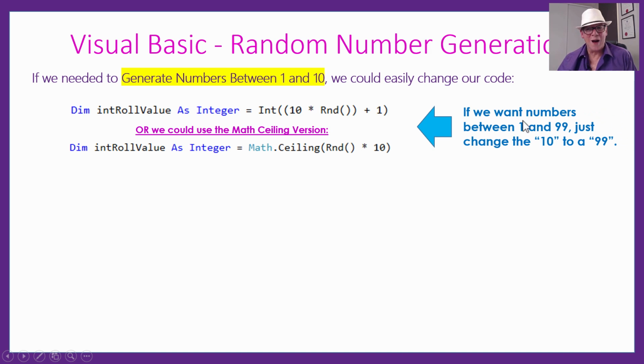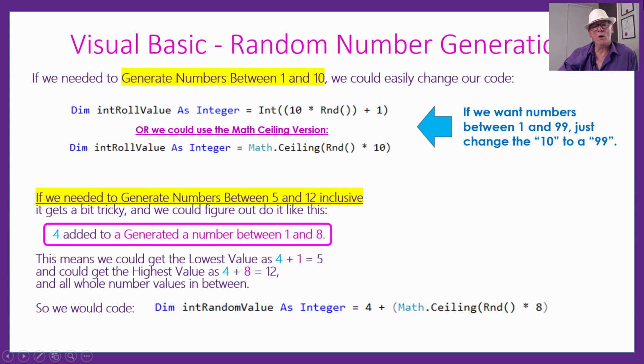And if you wanted like 1 to 99, you just change this 10 here to a 99, and that would give you values between 1 and 99. And if you wanted 1 to 99 using the math ceiling version, if you like this one better, just change that 10 to a 99. But what if you want to get numbers between 5 and 12? So they're not starting at 1, they're starting at some other number.